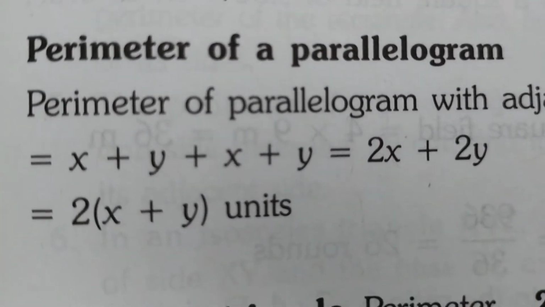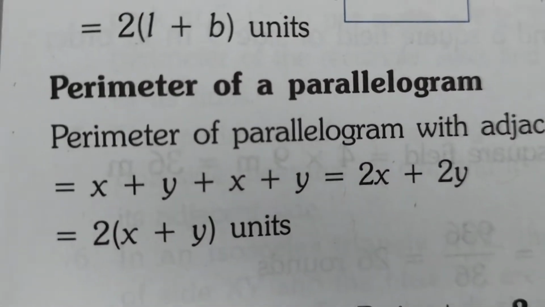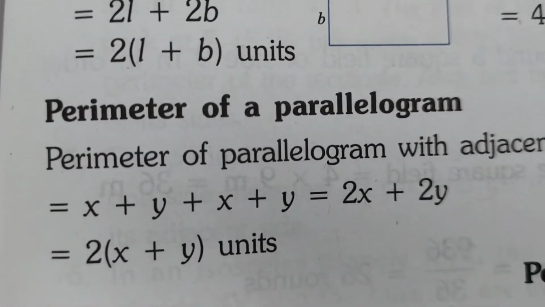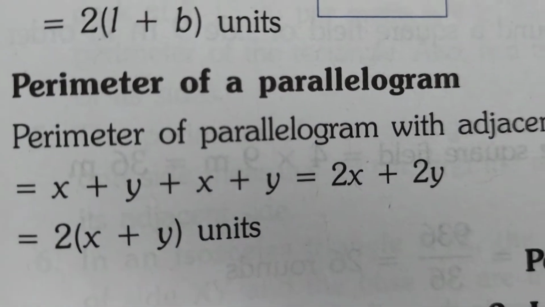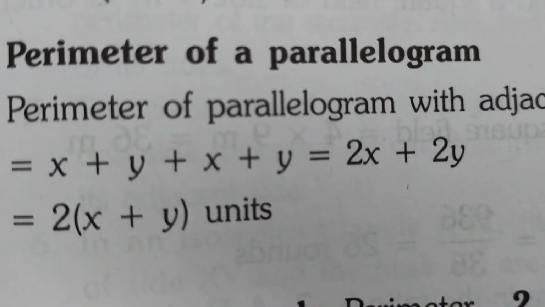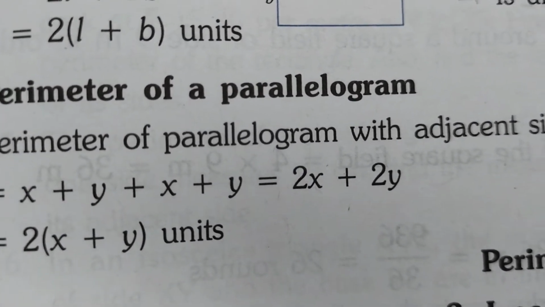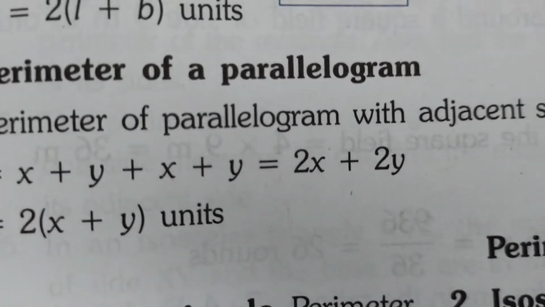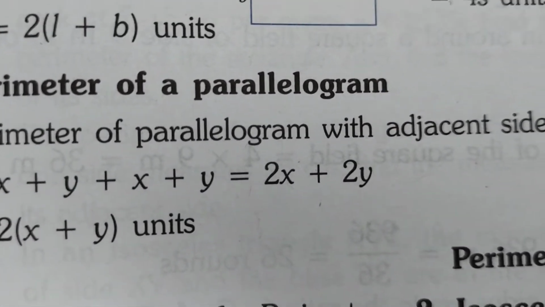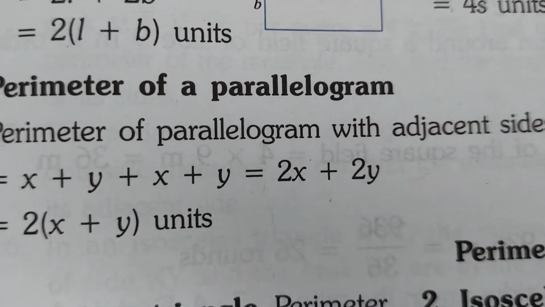Similarly, the parallelogram is a kind of quadrilateral where opposite sides are parallel and equal. If we denote the adjacent sides with X and Y, the perimeter is X plus Y plus X plus Y, 2 times X plus 2 times Y, which is 2 times (X plus Y) units. This is the perimeter of a parallelogram. See here, this is a parallelogram.